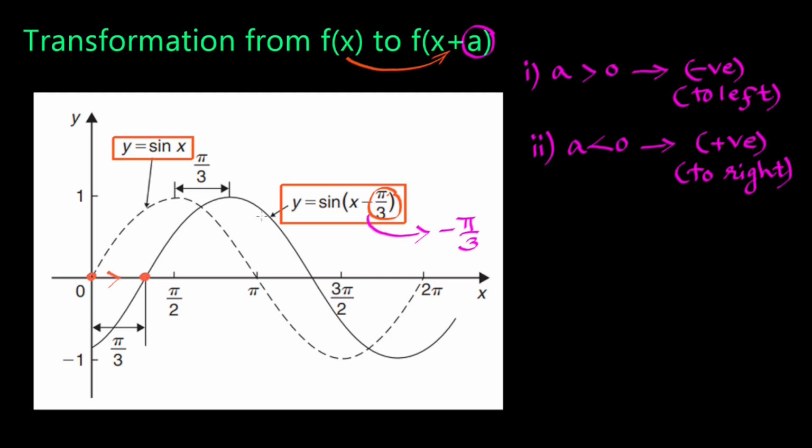You can also see this top point on y equals sin x, pi by 2, getting shifted pi by 3 units to this point, 5 pi by 6, to the right along the x-axis. Please note here that the shape of the curve is the same, only it gets shifted along the x-axis according to the sign convention of a provided here.